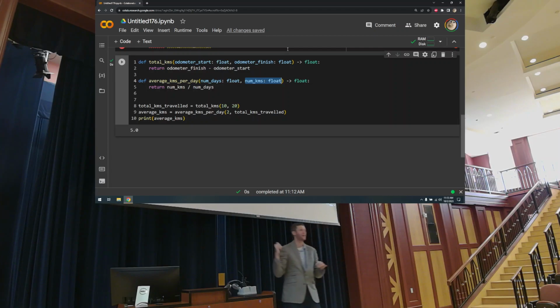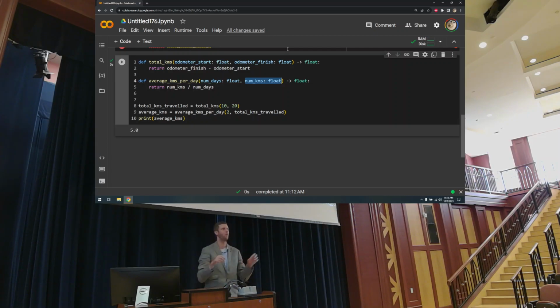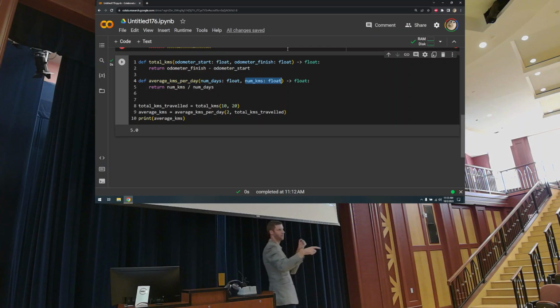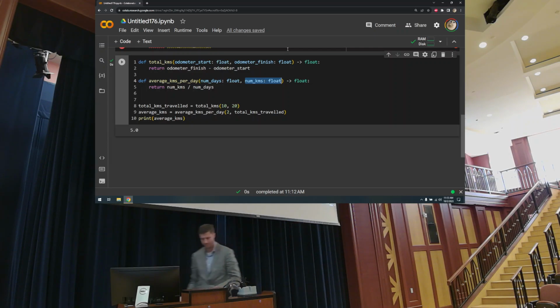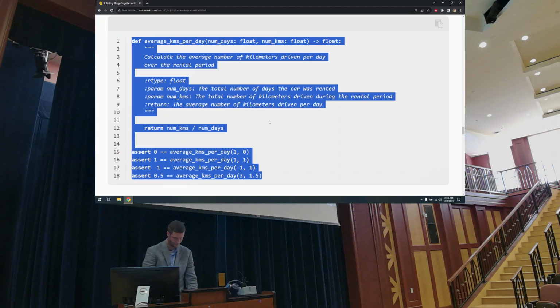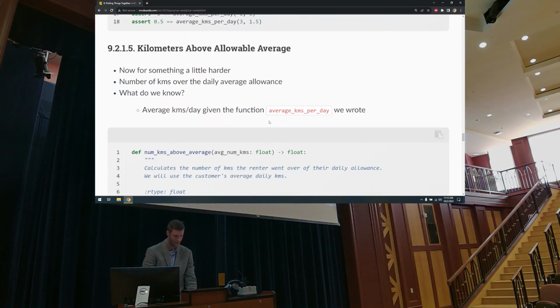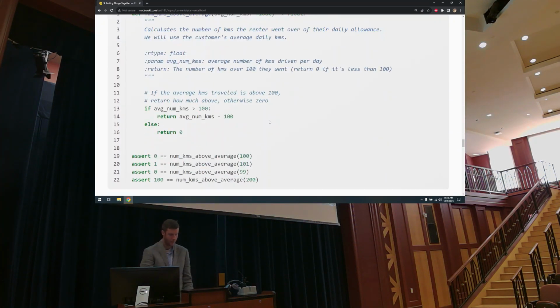So some people might argue this is better, but it's entirely fine if you thought, well, why not have that function call the other function to calculate the total kilometers within itself. There's nothing wrong with that. Now, this one's the tricky one. I would say this is probably the trickiest one here.